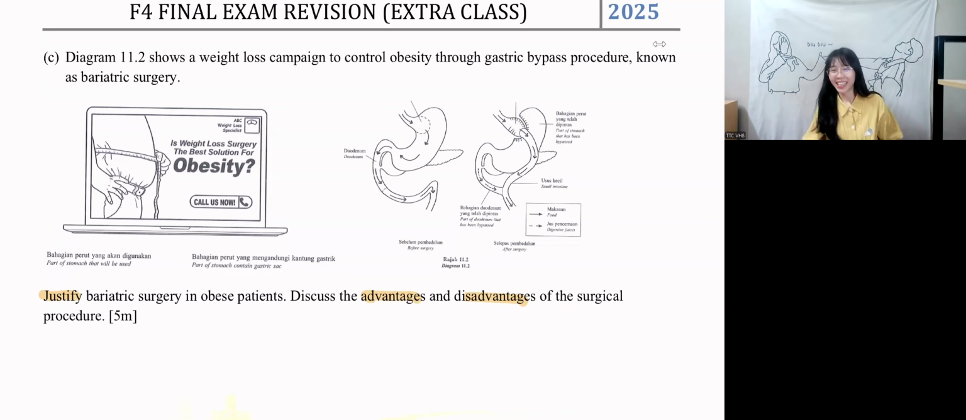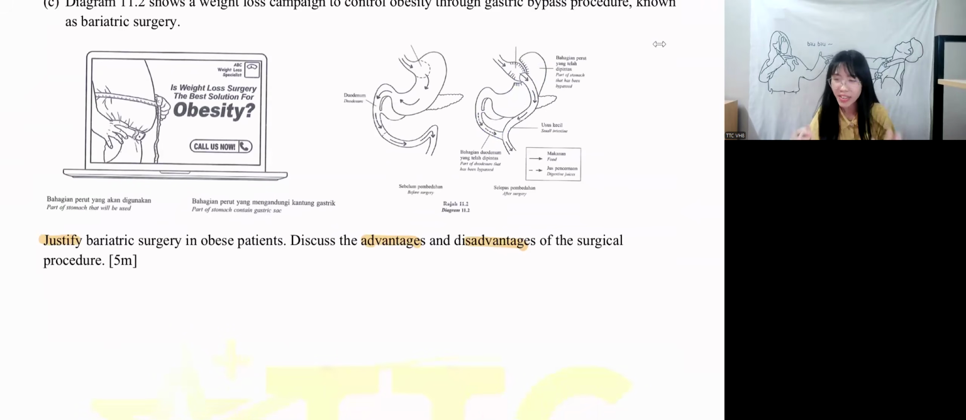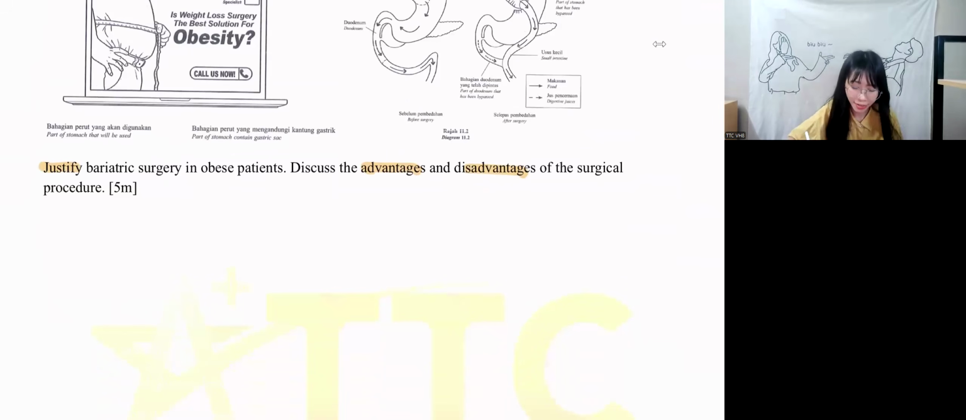Okay. The remaining stomach means what? The cut area, sometimes they will remove, sometimes just remain there. Can digest very slow only, can digest but very slow. You cannot take too much. So they ask you to justify, right, who do this surgery? People who are obese. So you're going to say obese person.